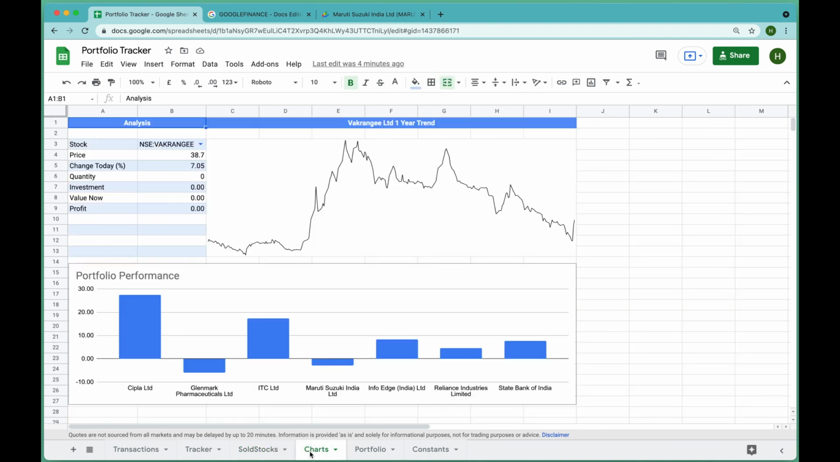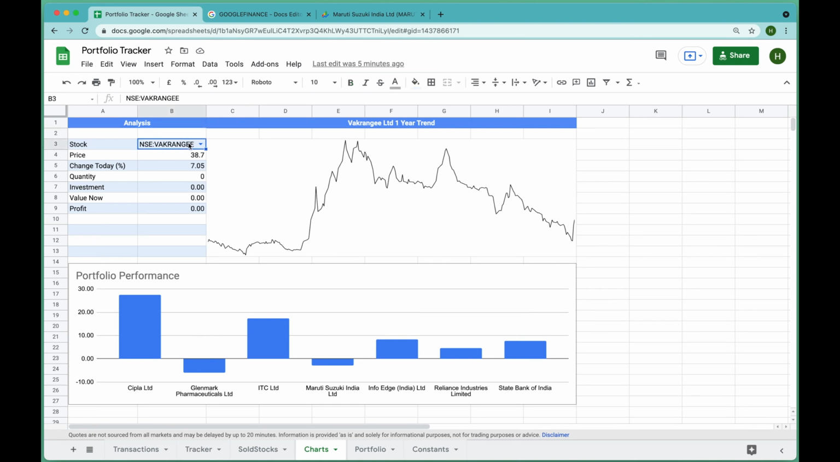In addition to the tracker, we also have a charts view. In the bottom section, you can see all the stocks you have in the sample portfolio right now, along with the profit loss percentage in each one of them. In Cipla, we have around 27% profit, and in Glenmark, we are losing around 5%, and in Maruti Suzuki also we are losing some money. This can be clearly seen on this chart.